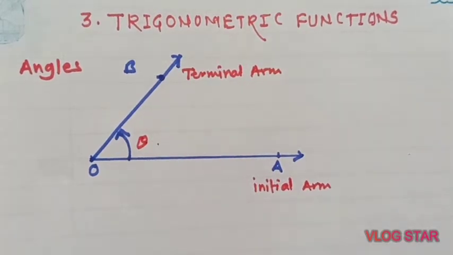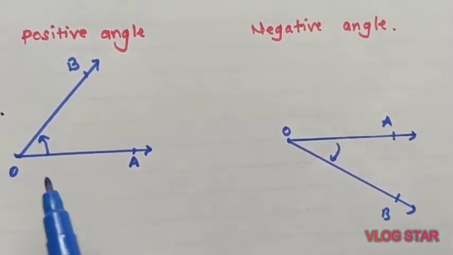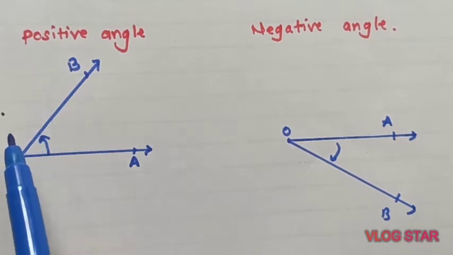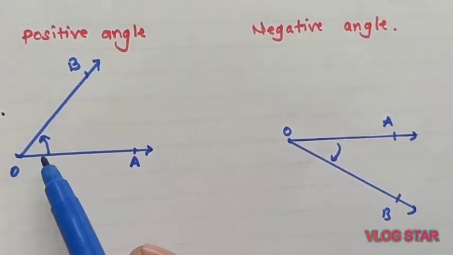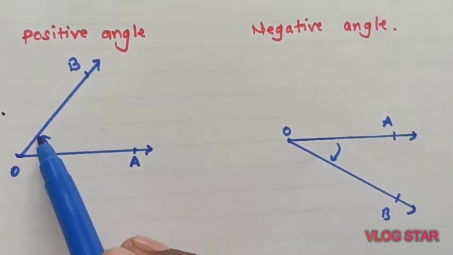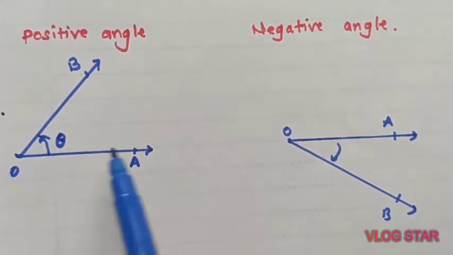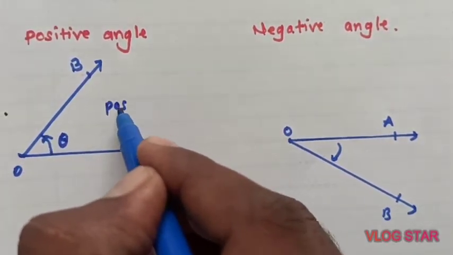So what are positive and negative angles? If you look at this figure, you will see that OA is the initial arm, we rotated it anti-clockwise and it takes a position OB. So finally we got a certain amount of rotation, that is known as an angle. But look here, the rotation is anti-clockwise, so it is taken as positive.